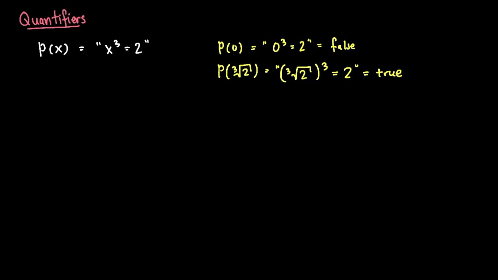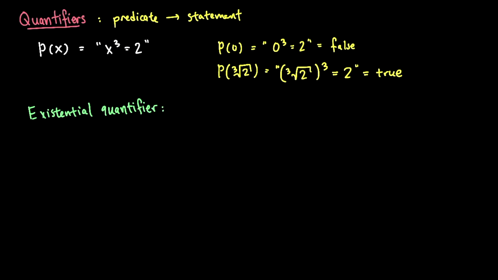What I want to talk about this time is how to use quantifiers to turn a predicate into a statement. That's what quantifiers do. They turn predicates into statements. And there's two quantifiers that we use. The first one is called the existential quantifier. For existential, we use this backwards e, and we say there exists a real number x such that p of x.